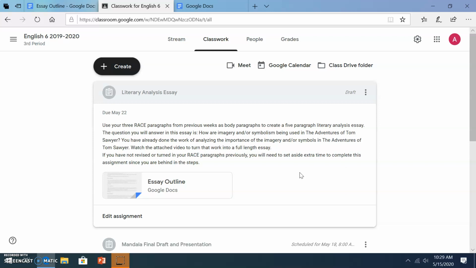This shouldn't take you very long if you have written and revised your race paragraphs over the past 3 weeks. If you have not written them or not revised them based on the comments that I gave you, it's going to take you a little bit longer to get ready to do this.